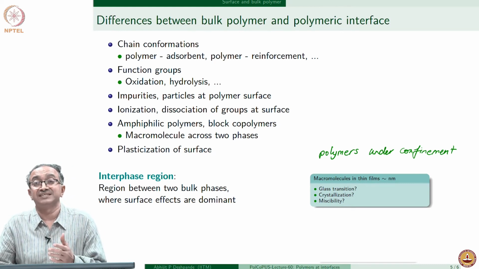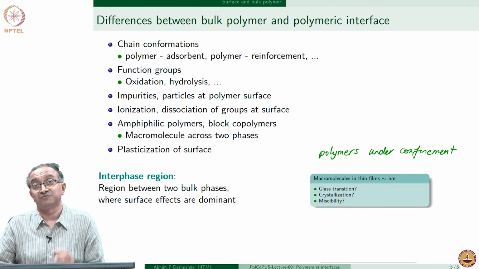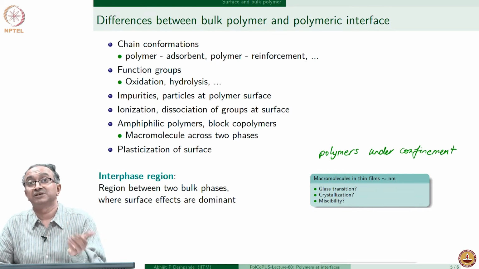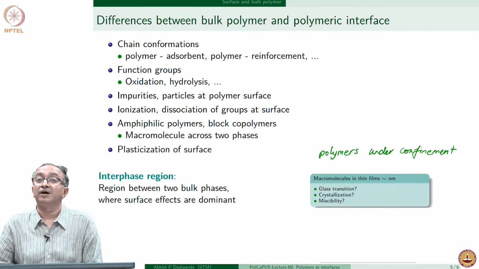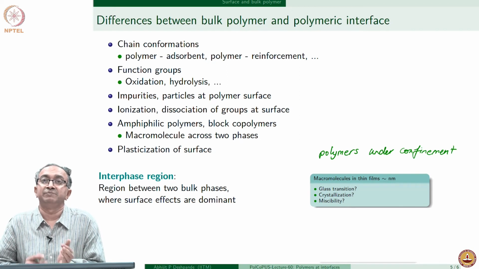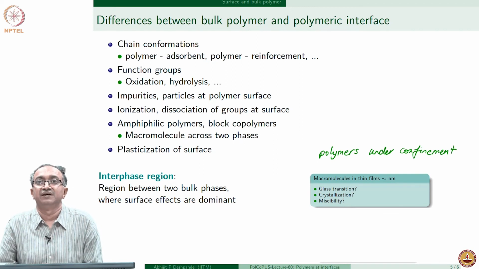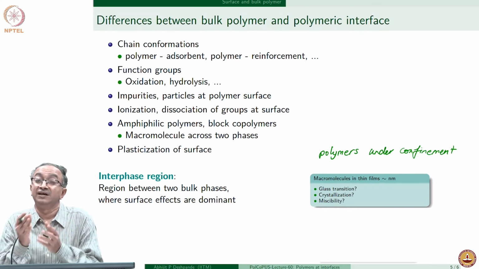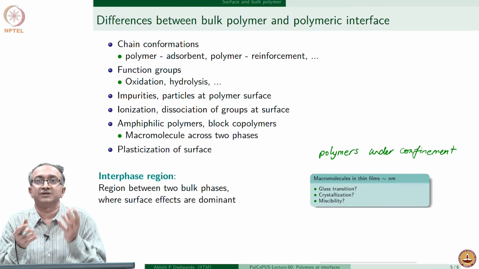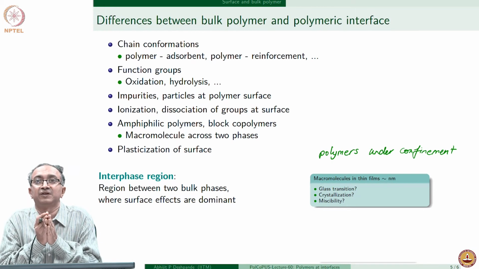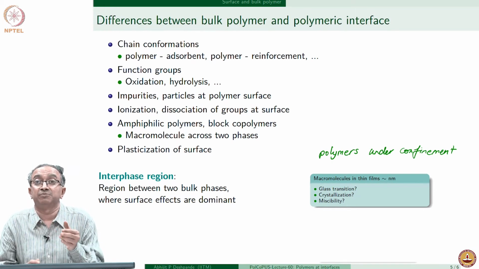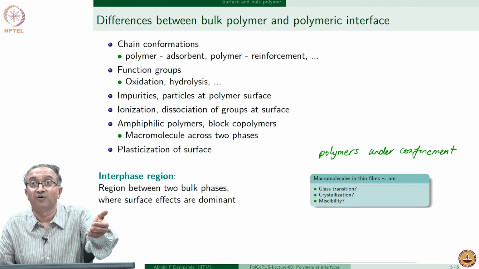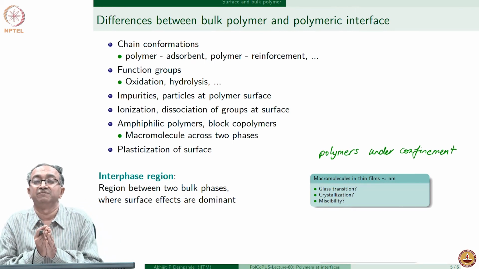So, just looking at, let us say, glass transition, and of course, we know glass transition is related to segmental flexibility. What happens to segmental flexibility when we make a film which is very thin, and this thin film is exposed to the environment, where oxygen and water in the air can interact with it? So, will segmental mobility increase or decrease when we make a film very thin?